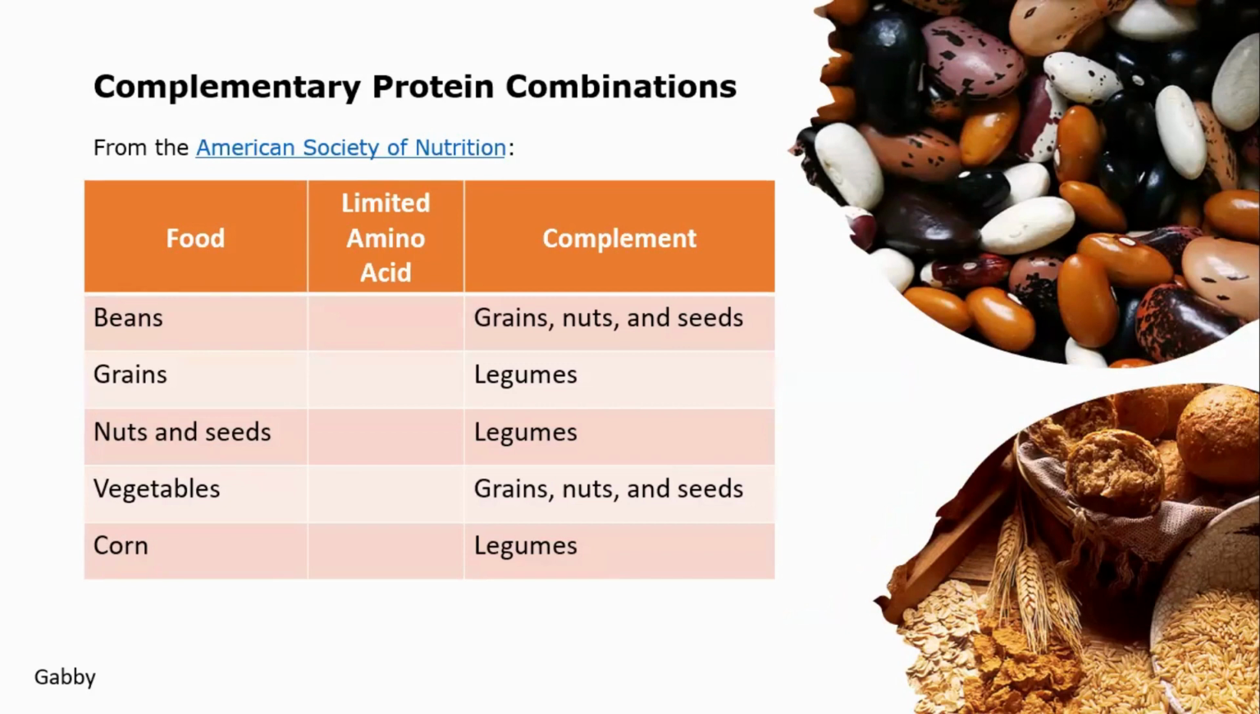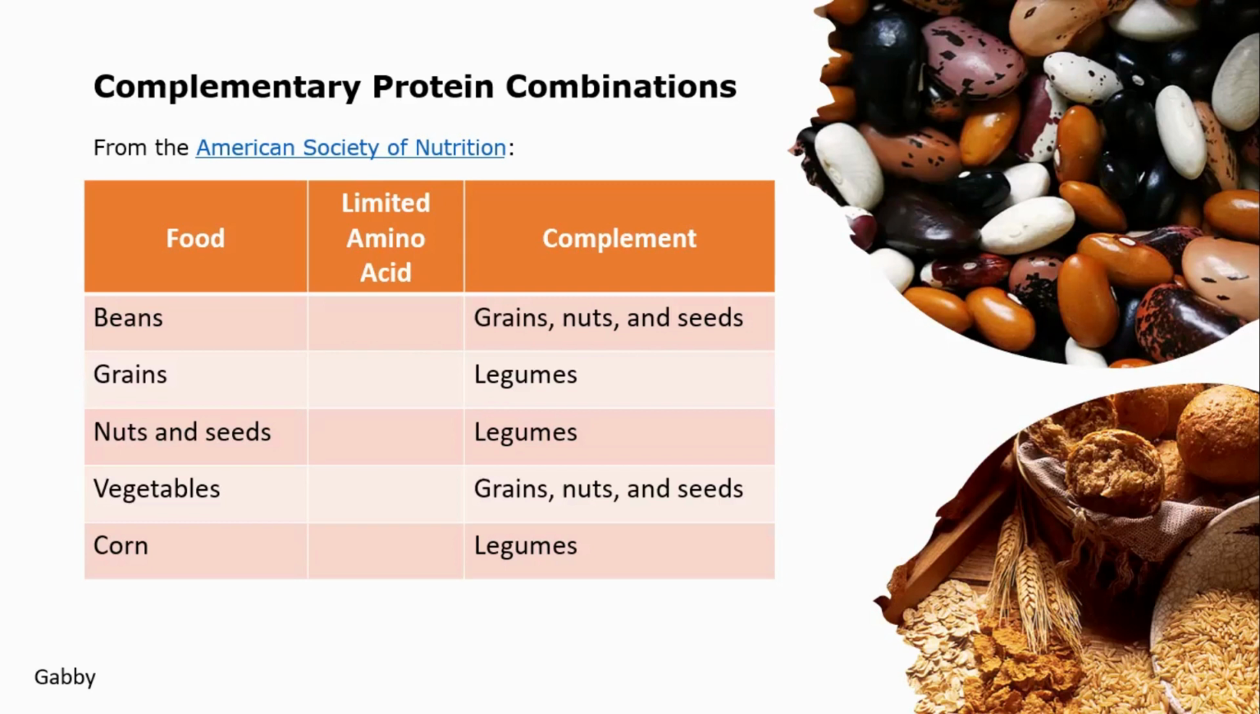So from the American Society of Nutrition, I included a table that includes foods and their complementary proteins. I want to point out that a limited amino acid points out which amino acid is missing from the food, but you do not need to know which specific amino acid. So I didn't include it within this presentation, but if you're more curious, you can take a look at the article and see which specific amino acids are being limited in each food group.